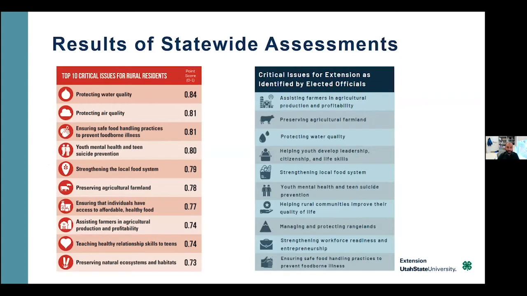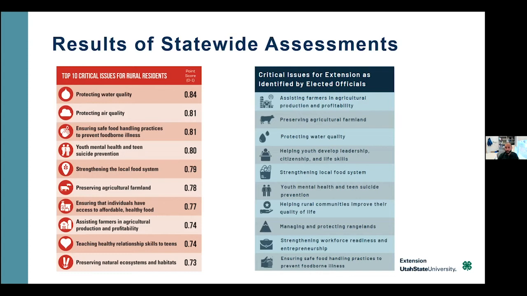So this is a snapshot of the needs assessment that was conducted in 2019, but I also wanted to highlight the assessment that was conducted in 2021. Andrea Walker-Bravo and I conducted a needs assessment by asking county commissioners their perception of the important issues Extension should address. And on the right, these are the top 10 issues identified by elected officials. And on the left, it's the critical issues identified in the 2019 needs assessment.